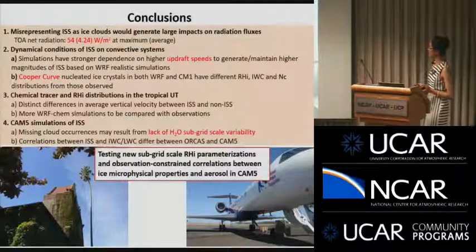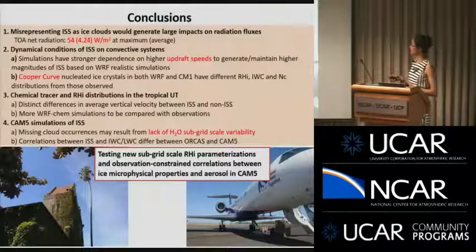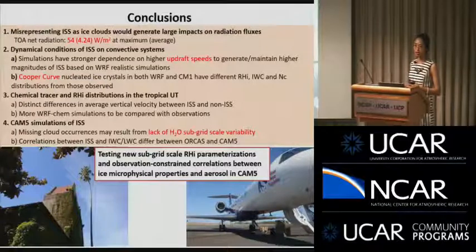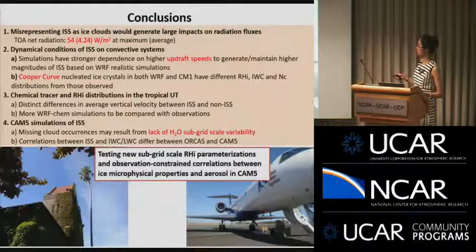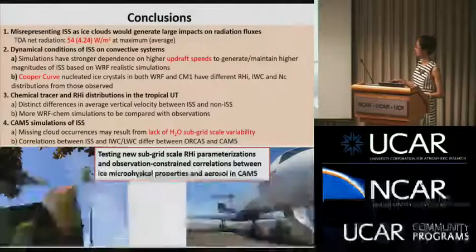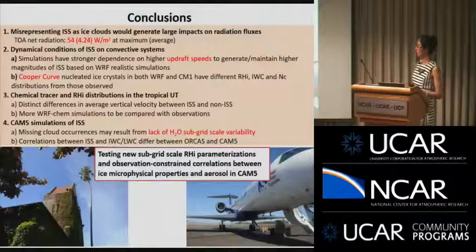So with that, I would like to conclude with a few bullet points. I have shown you that it matters quite a lot to represent the supersaturation in simulations based on radiation calculation. And for the WRF comparison, there seems to be a stronger dependence on updraft speed in order to represent the supersaturation. And the Cooper parameterization seems to produce ice water content, ice crystal number concentration, and RHI further away from those observed. For chemical tracers, we're still doing ongoing work.